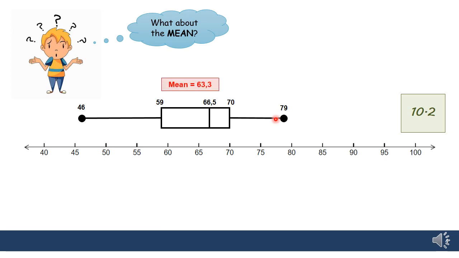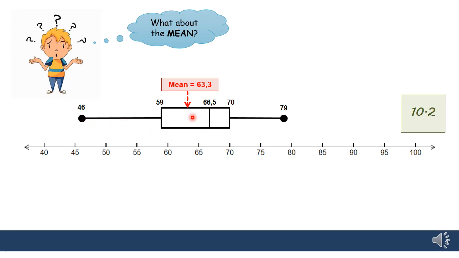So let's use the average to compare to our box and whisker plot. The average for this class was 63,3. So the average lies around about here. So let's look at this. That means that the average value, the mean value, is less than the median, which means that the mean value lies in the bottom 50% of the data.